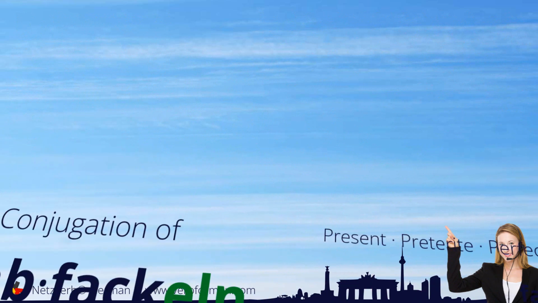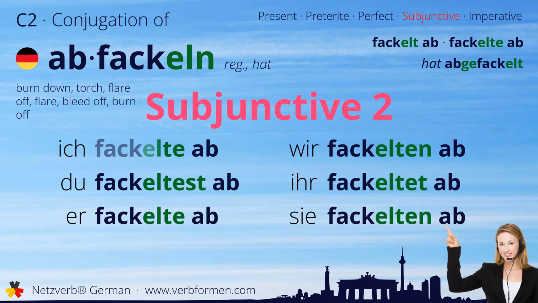Now we move on to the subjunctive two. Ich fackelte ab. Du fackeltest ab. Er fackelte ab. Wir fackelten ab. Ihr fackeltet ab. Sie fackelten ab.